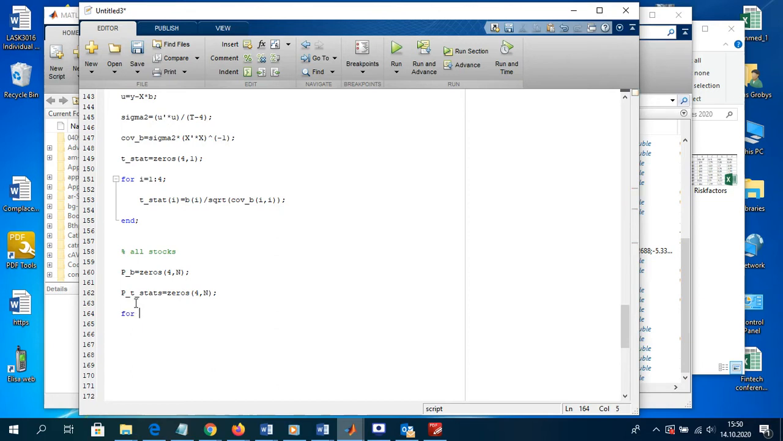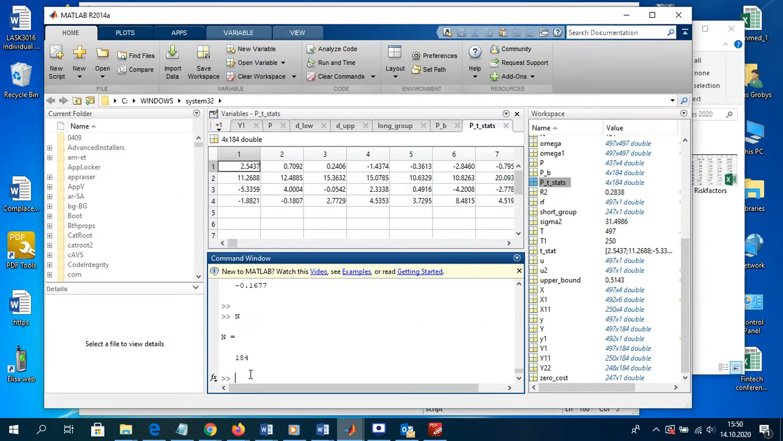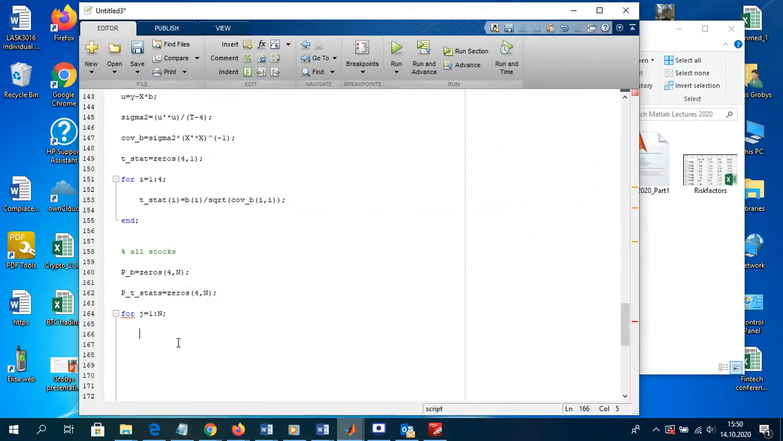We use a for loop for j, which denotes the dimension of stocks, because we have n stocks in our sample. So j is from 1 until capital N, and we know N should be the dimension of stocks. It's 184, as we see, still stored in the system here in MATLAB. So we start with j is 1, then 2, 3, 4, until capital N. So we do something capital N times.